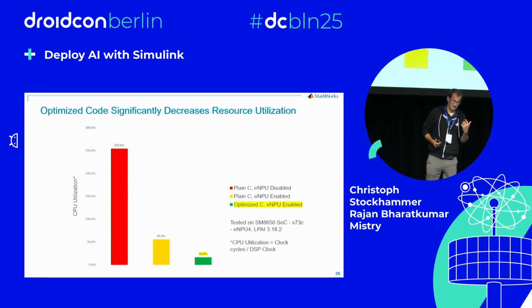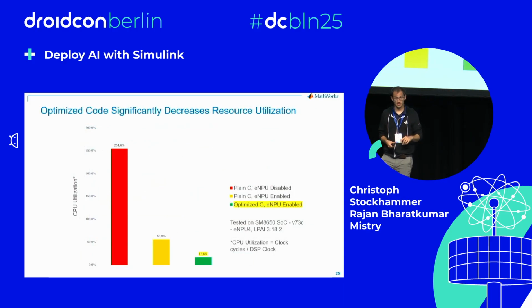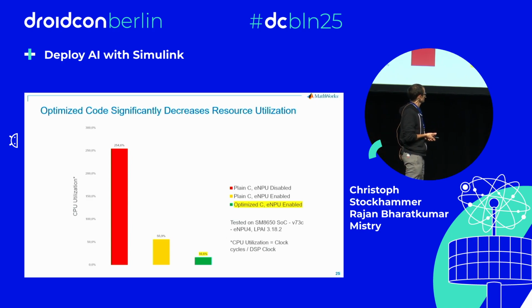Okay, we did some benchmarking with this, obviously. There is a simple bar chart here, 3 columns. The red one is just generating standard C code without taking advantage of the eNPU. All of this was tested on, I think it's the same architecture that we have actually at our booth, the same hardware, a Snapdragon 8650.